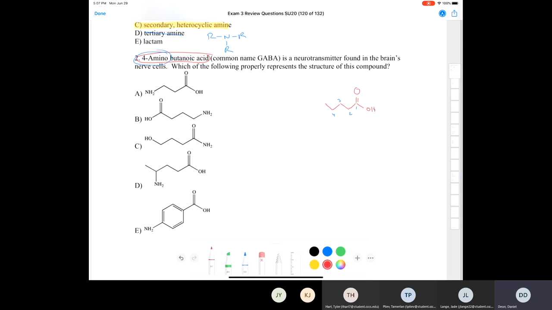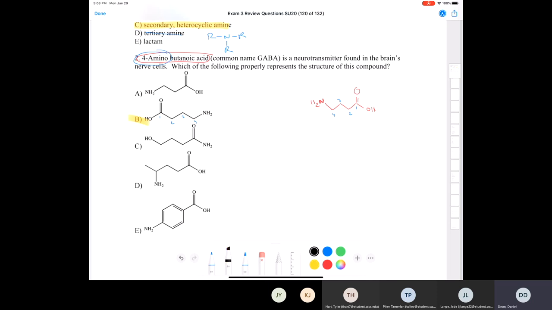So that means that on the fourth carbon, I'm going to put an amino group, and that would give me 4-aminobutanoic acid. And if you look at all of these answers, you can see that B has 1, 2, 3, 4 carbons, and then we have our amino group. And so the correct answer would be B.